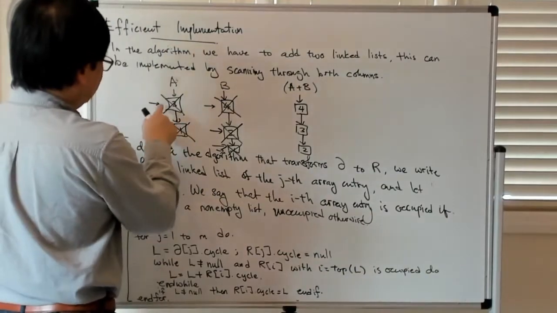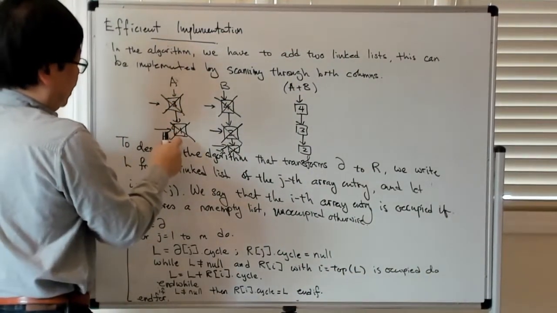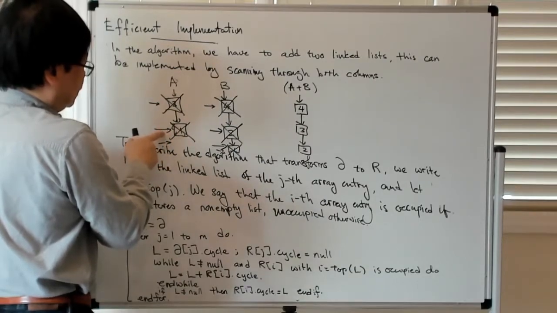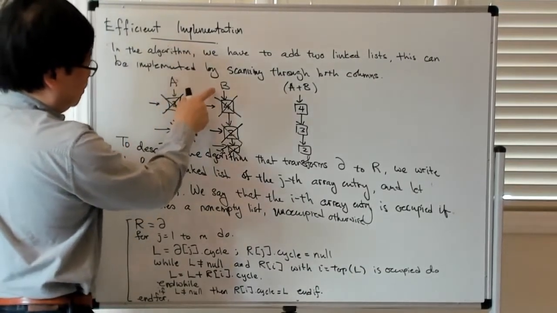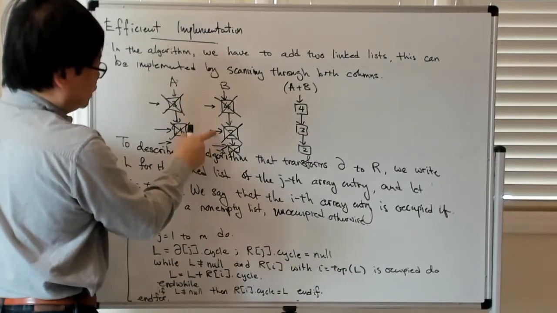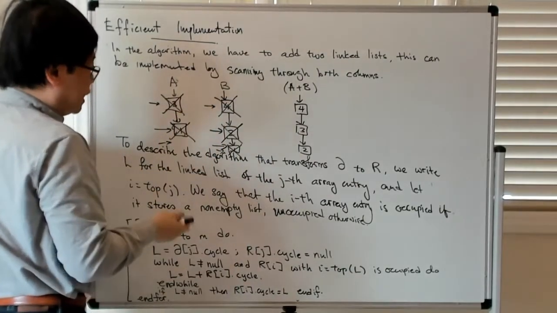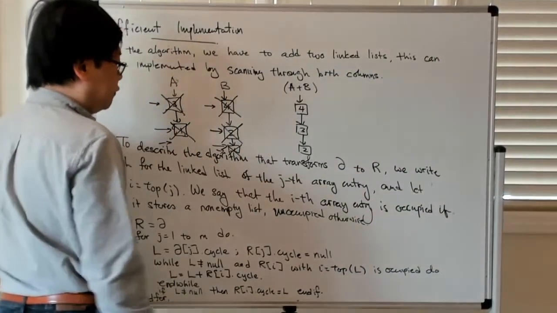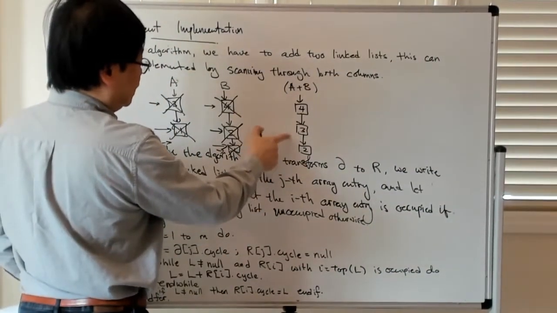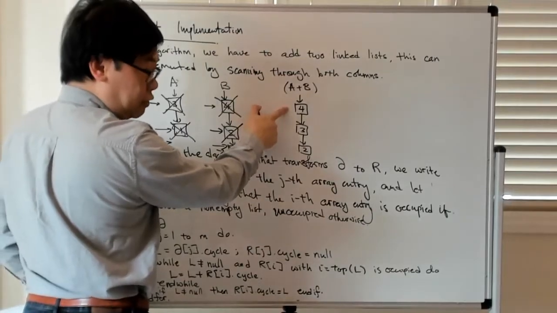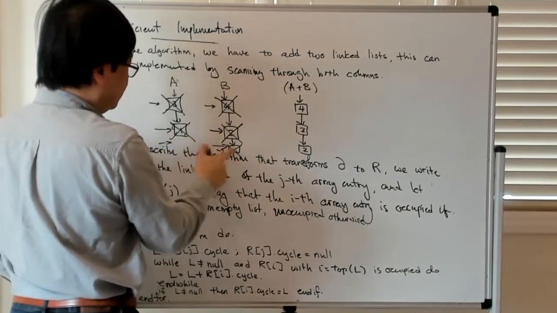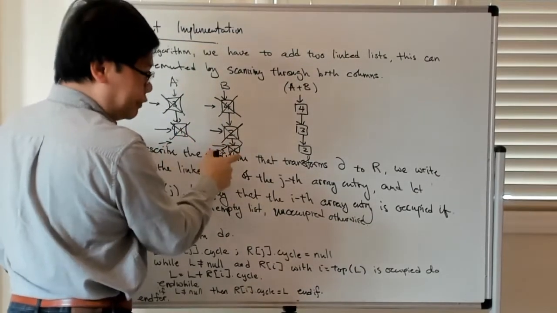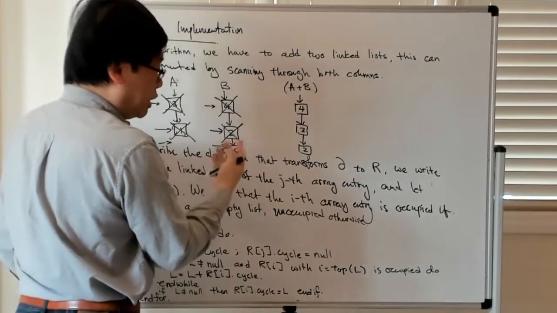So the point is that if you have A and B, where A has ones in the first row and the third row, and B has ones in the first, second, and fourth row, when you add them together, you'll get a column with ones in the second, third, and fourth rows. The ones in the first row, because you have 2 of them, become a 0.